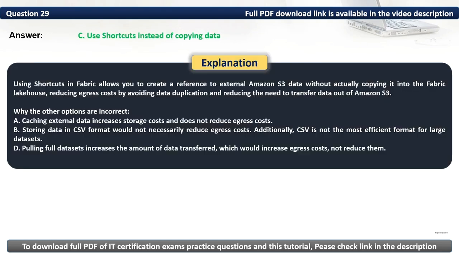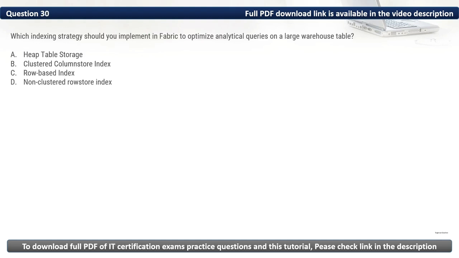Using shortcuts in Fabric allows you to create a reference to external Amazon S3 data without actually copying it into the Fabric lakehouse, reducing egress costs by avoiding data duplication and reducing the need to transfer data out of Amazon S3. Question 30. Which indexing strategy should you implement in Fabric to optimize analytical queries on a large warehouse table?